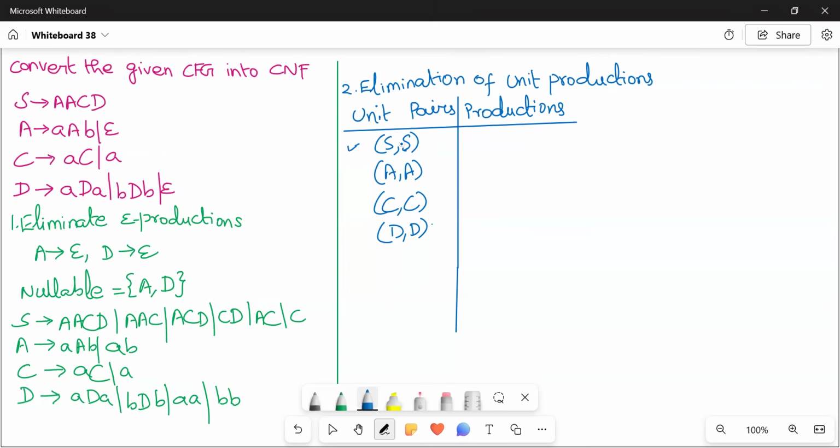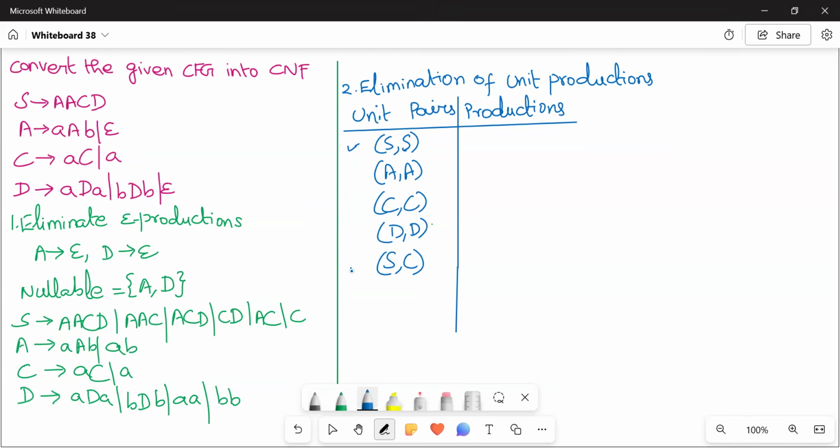So here S comma S is a unit pair. Now we need to check whether the second symbol of the unit pair has a unit production or not. S has a unit production, S tends to C. So it will form a new unit pair, S comma C. S comma C is a unit pair. So we can write it as the first symbol of the unit pair, comma, the body of the unit production, C.